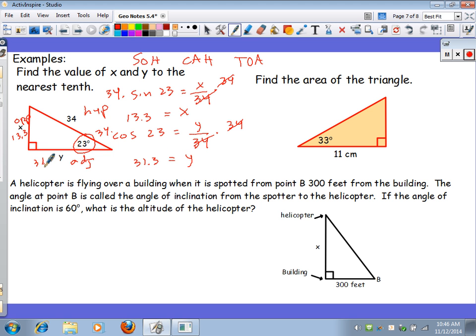Is that across from a bigger angle? Yeah, because this angle up here is going to be like 67 degrees. So that's definitely across from a bigger angle, so it's got to be a bigger side. So that did come out right.